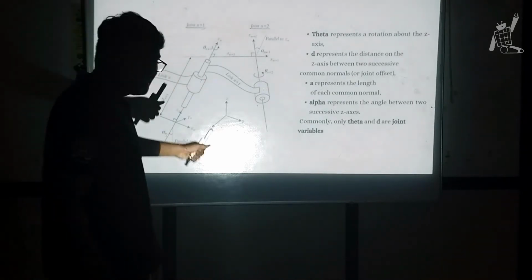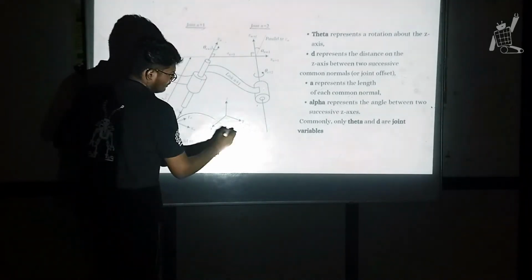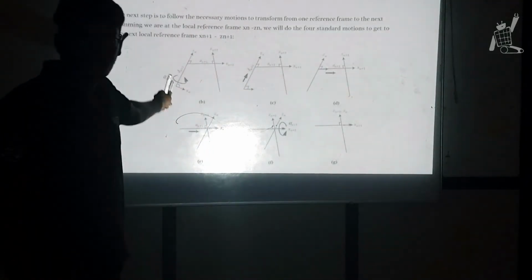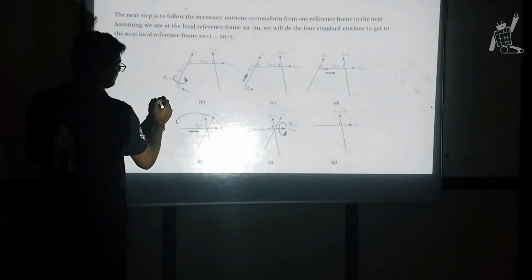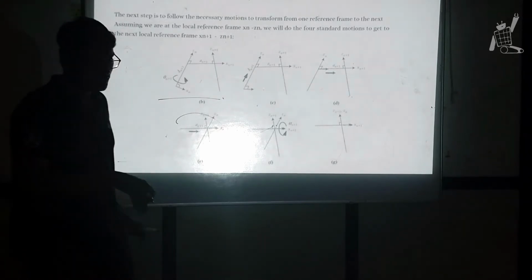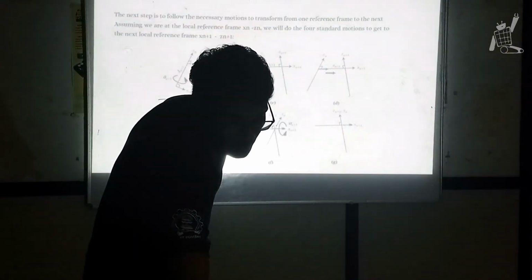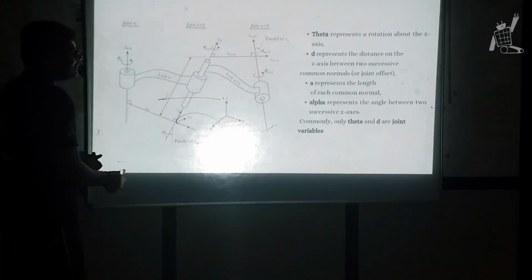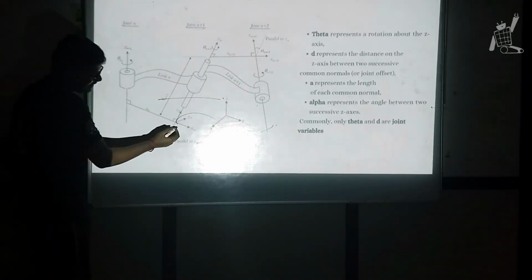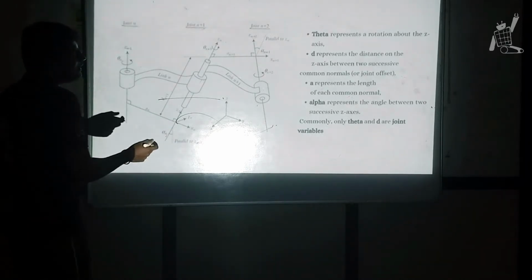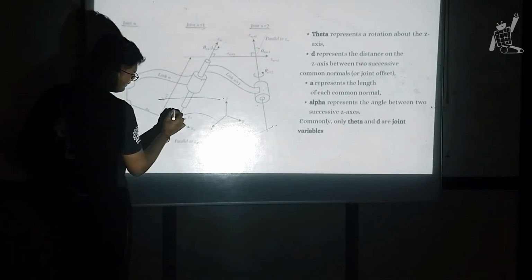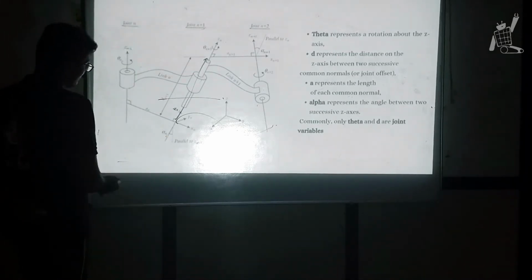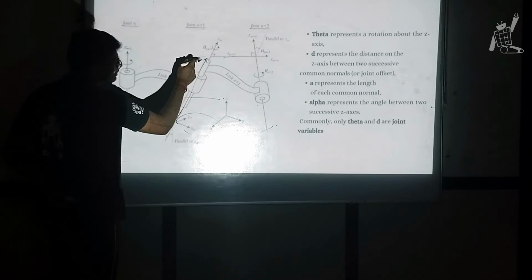Okay, I will simplify this figure. This simplified figure is this figure. First part. Let theta be there. We can discuss d. D is the distance along the z-axis between the two common normals, xn and xn plus 1. That is d.